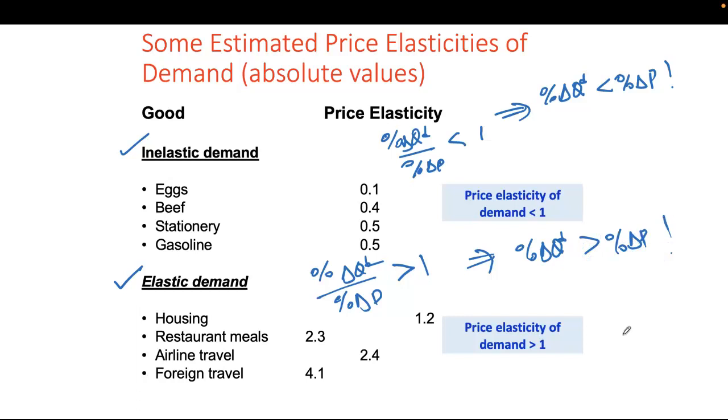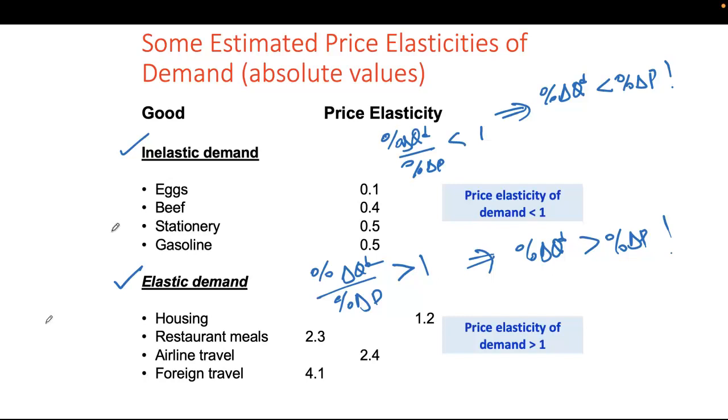So there is a lot more responsiveness of quantity demanded for goods like housing, restaurant meals, airline travel, foreign travel, etc. These are just examples of goods typically having an elasticity measure which is greater than 1. Now, what determines responsiveness of quantity demanded to a given change in price?